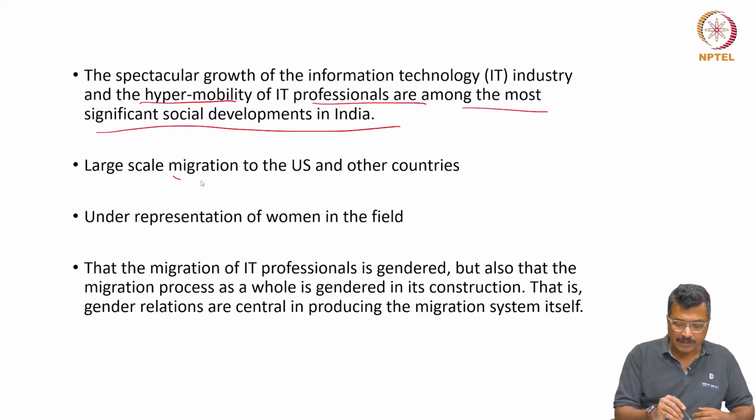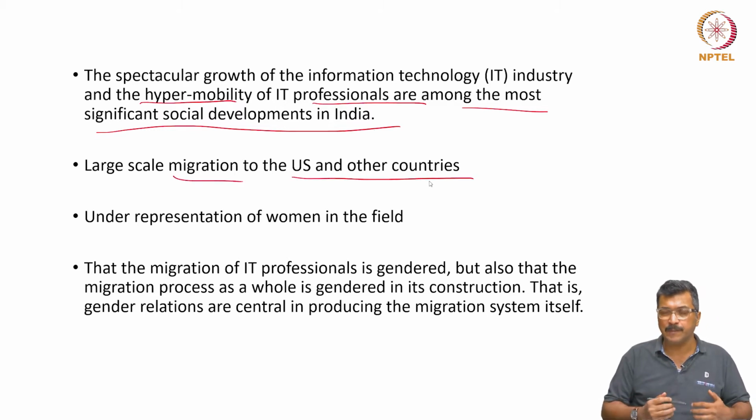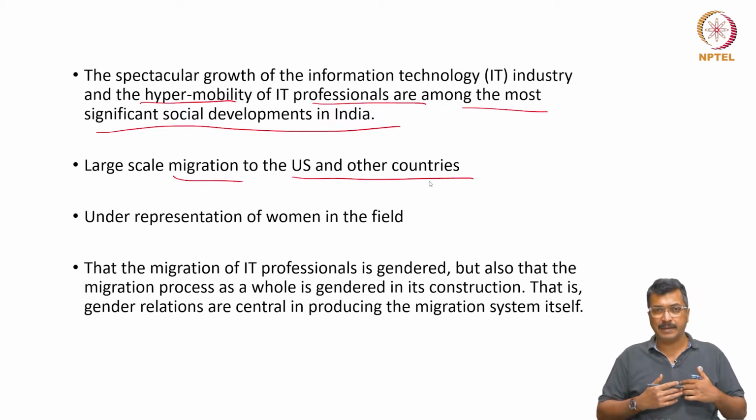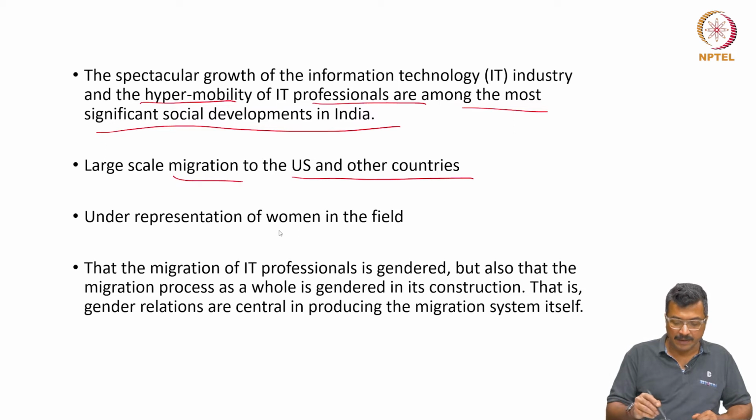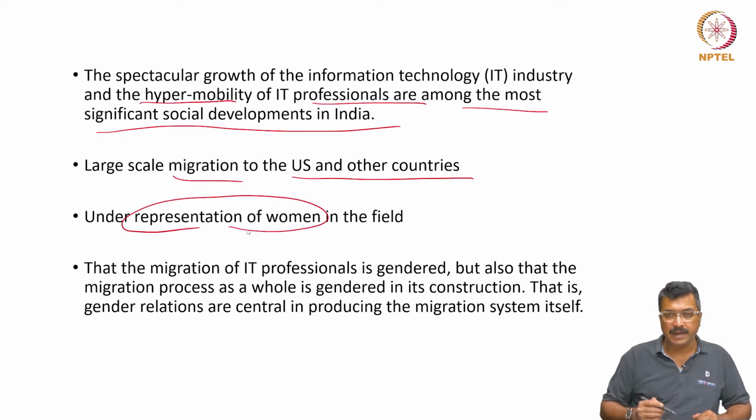So there is large scale migration to the US and other countries, but still the US constitutes the most important place of migration, and that is the dream destination for most of the scholars. And the IT professionals are migrating, that is fine. But the moment you look at the gender of these people, among men or women, who are the people migrating, then undoubtedly we know that women are underrepresented in that migration.